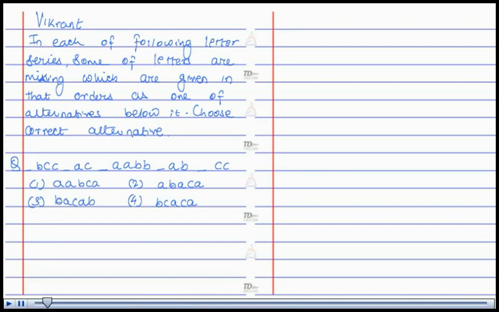Hello, I am Vikrant. The question is, in each of the following letter series, some of the letters are missing, which are given in that order as one of the alternatives below it. Choose the correct alternative. The solution is, the letters here follow a cyclic order.